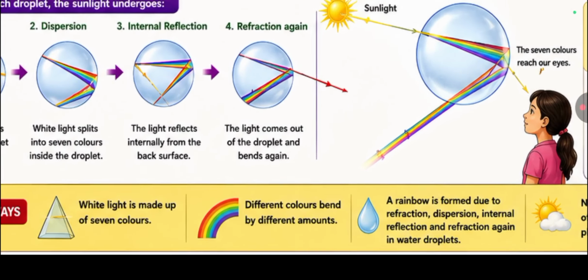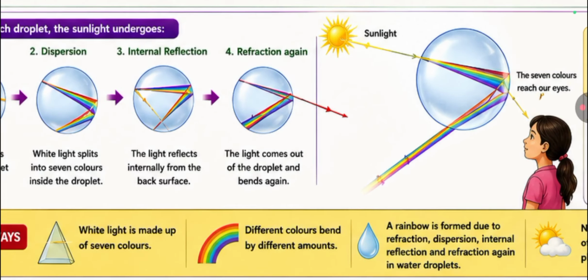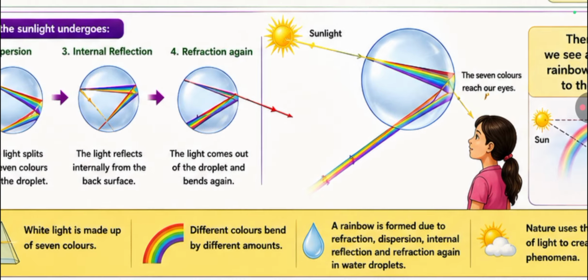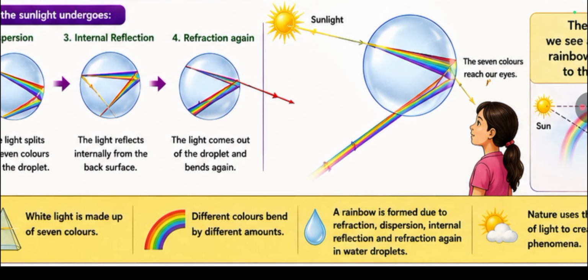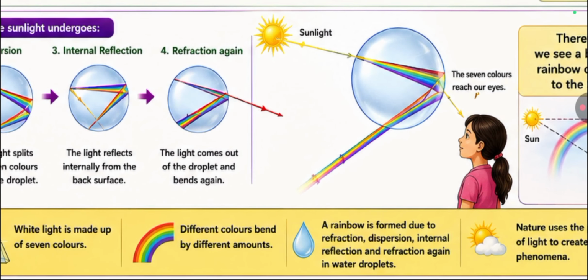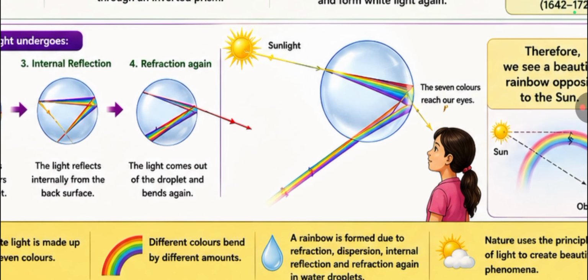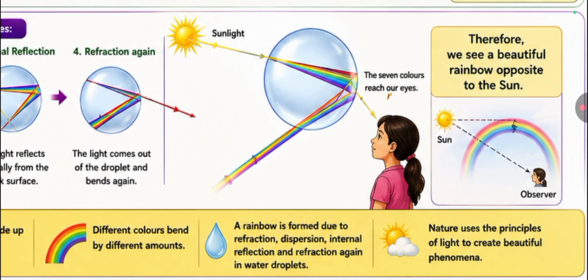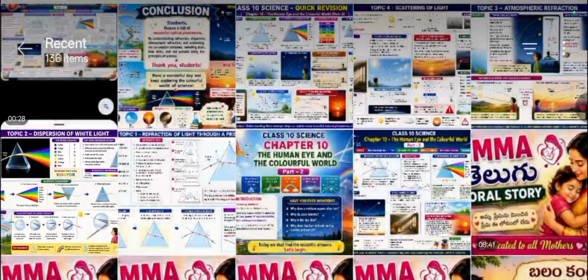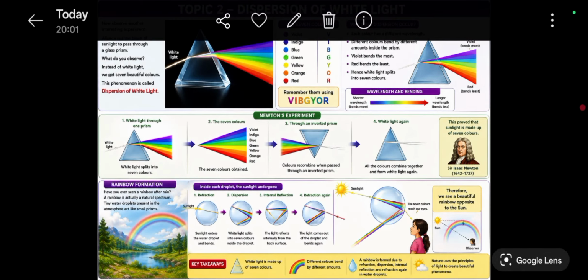Here, what we learn in this class: white light is made up of seven colors. Different colors bend by different amounts. A rainbow is formed due to refraction, dispersion, internal reflection, and refraction again in the water droplets. Then the seven colors come out, forming outside. So this is called a rainbow. Nature uses the principles of light to create beautiful phenomena. This is the topic of dispersion of light.